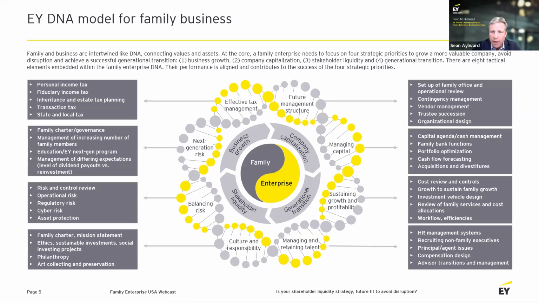You'll see here that we have family and enterprise intertwined in the beginning. We really believe there are 4 core strategies that each family enterprise has to develop to be successful and to minimize disruption. You'll see those being business growth, company capitalization, generational transition, and shareholder liquidity. And you'll see surrounding in the helix are the 8 strategies that support those core strategies the business needs to have. Today, we're going to focus on shareholder liquidity. They're all intertwined, and that's the purpose of this slide, to show that. When we think about shareholder liquidity, it impacts business growth, it impacts company capitalization. So keep that in mind as we go. We may touch on that a little bit, but today we'll focus primarily on shareholder liquidity.